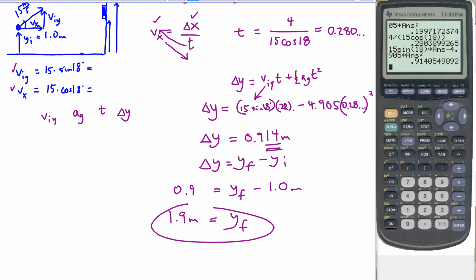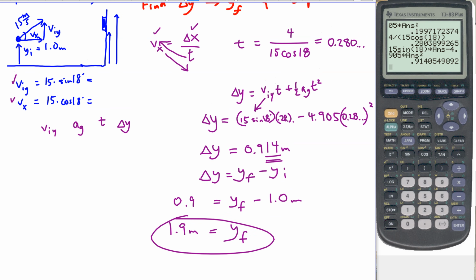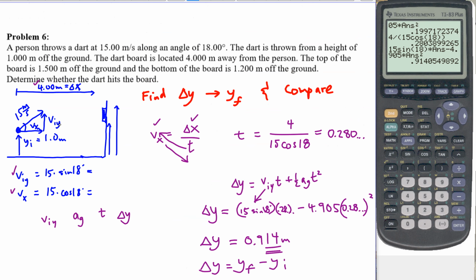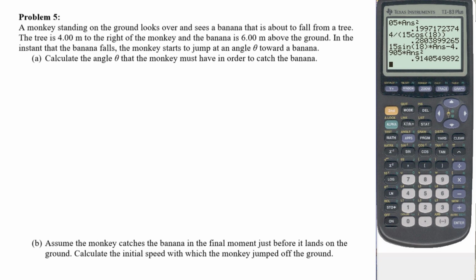We can see right away the dart does not hit the target. It doesn't hit the board. It goes way too high. The top of the board is at 1.5 meters off the ground, and the dart lands all the way up here at 1.9. All right, on to the next problem, number 5.